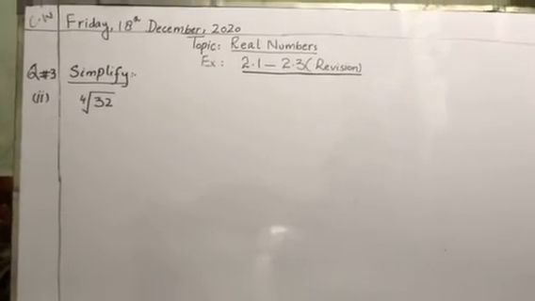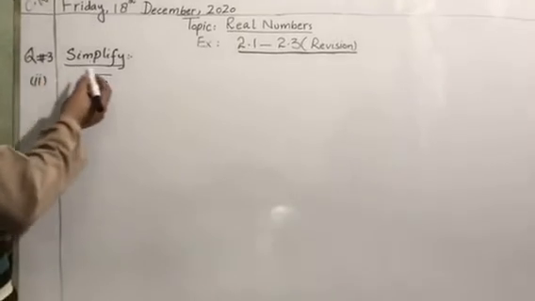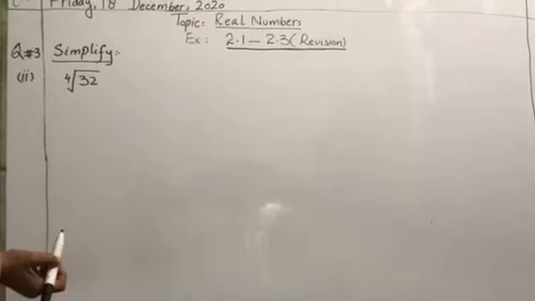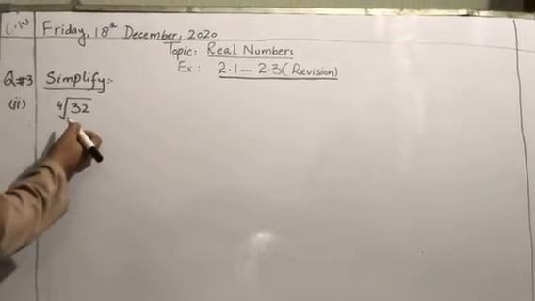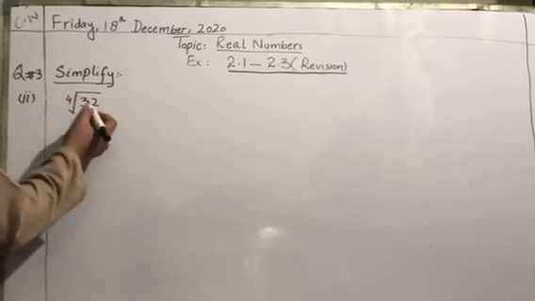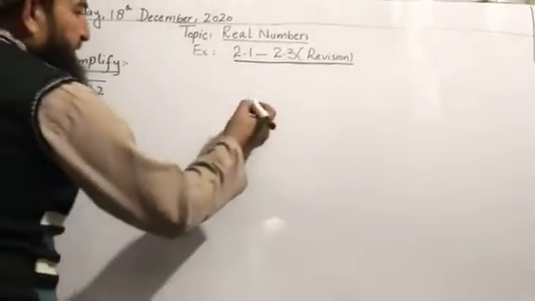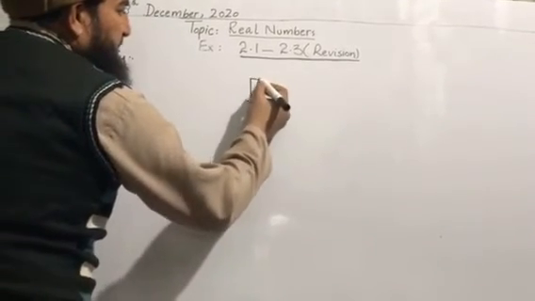Okay, student, now we are going to revise exercise 2.3, question number 3, in which we have to simplify the given values. Here is a radical number given, which is the fourth root of 32. So first of all, we will introduce you to radical notation and exponential notation.